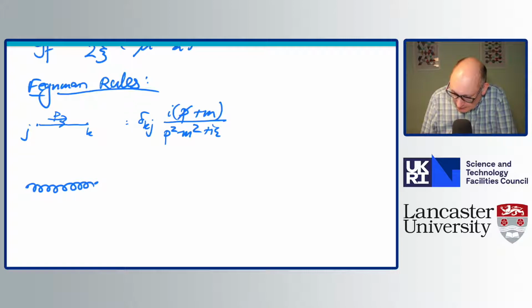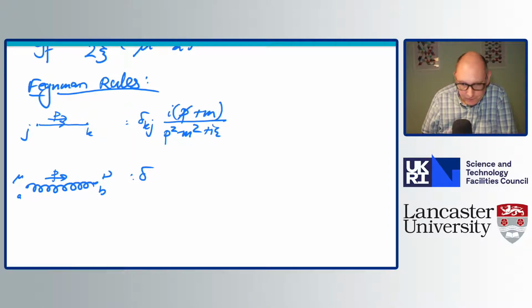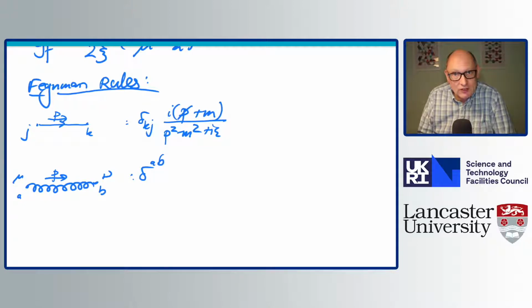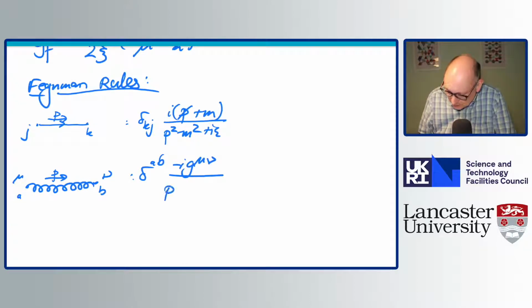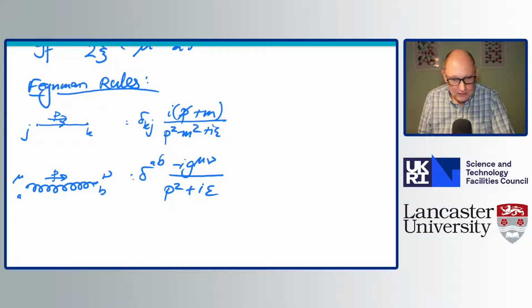Now, a propagating gluon field, if it's freely non-interacting, like so, then the final rule for that is that for A, B, mu, nu, and momentum flowing in this direction, we have delta^AB. It also doesn't change color with no interactions. And then we have minus i g_mu nu over p squared plus i epsilon. Now this is used in the Feynman gauge where xi equals one.